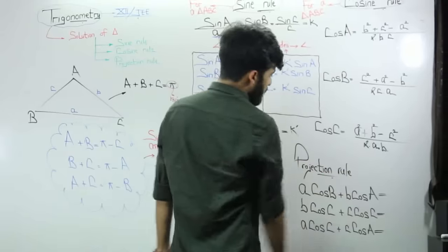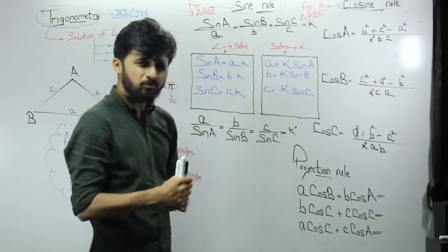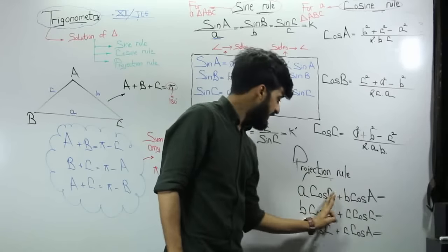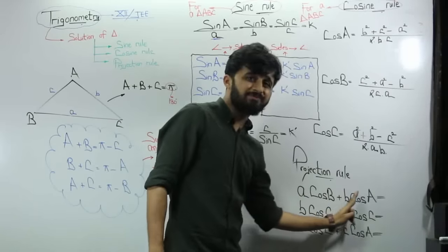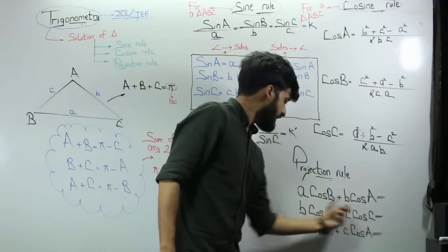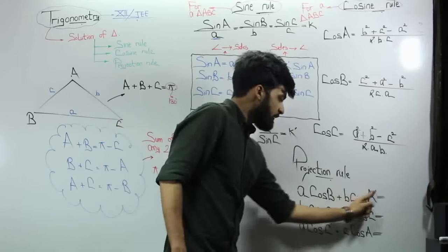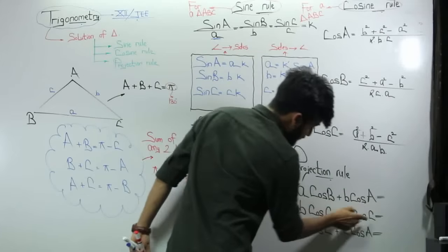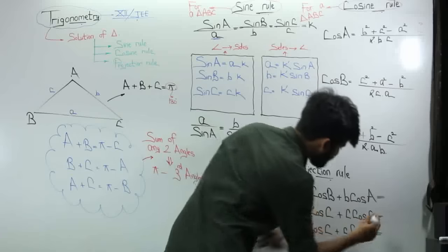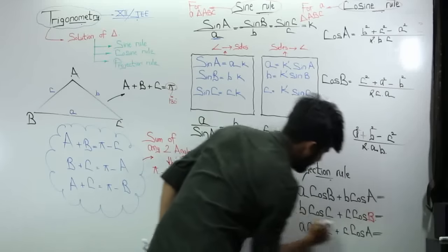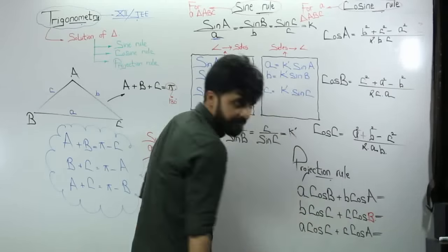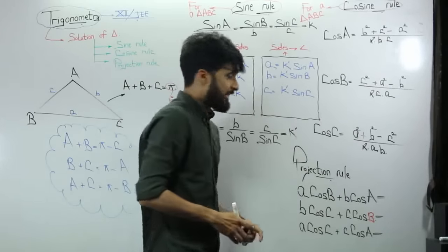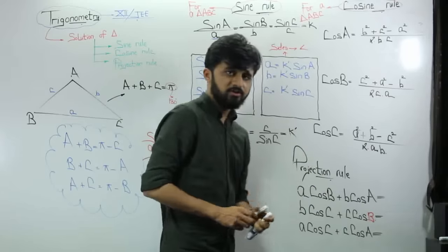Now let us understand the projection rule. The projection rule will give you structures like A cos B plus B cos A, that is AB, BA with cos in between, or B cos C plus C cos B, BC, CB, or A cos C plus C cos A, AC, CA with cos in between. Such structures can be obtained using the projection rule.